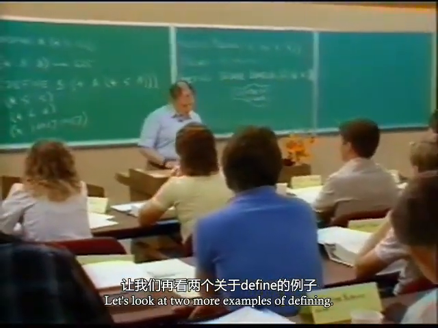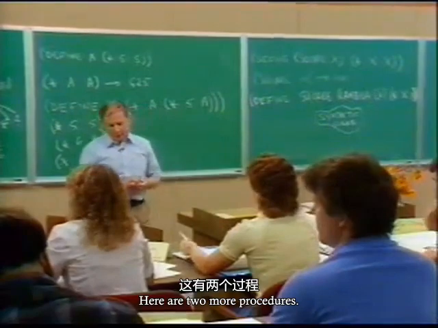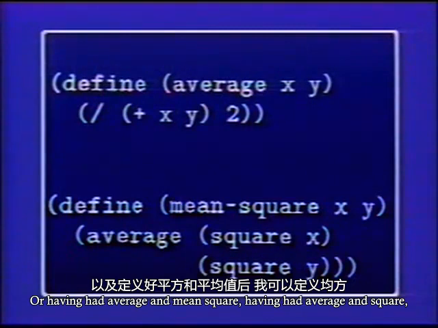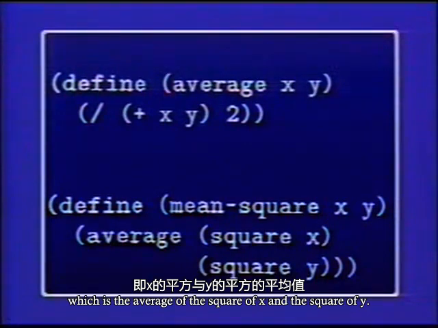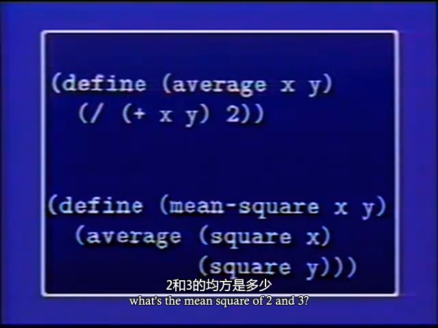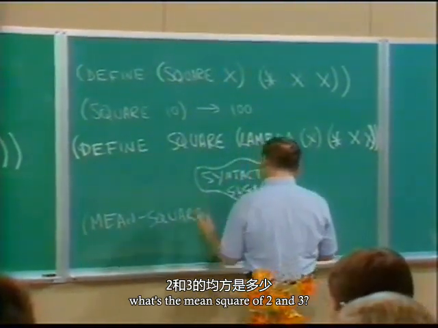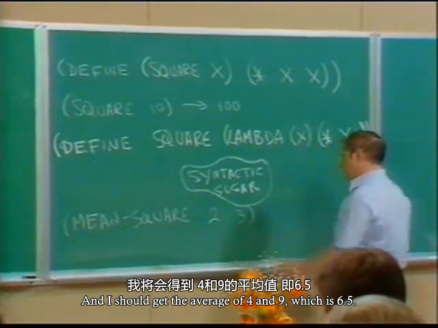Okay, let's look at two more examples of defining. Here are two more procedures. I can define the average of x and y to be the sum of x and y divided by 2. Or having had average and square, I can use that to talk about the mean square of something, which is the average of the square of x and the square of y. So, for example, having done that, I could say, what's the mean square of 2 and 3, and I should get the average of 4 and 9, which is 6.5.